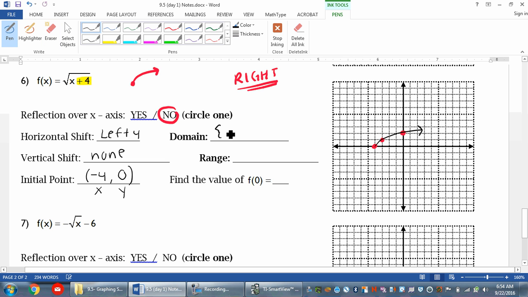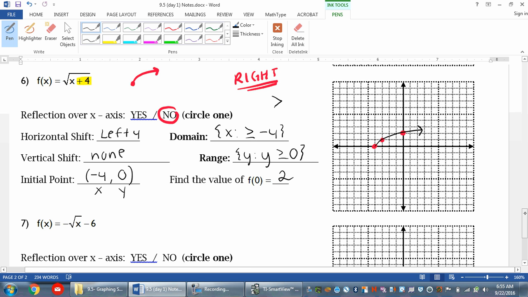So my domain is not going to be all real numbers because look, I don't have arrows on both sides. My arrow is facing to the right. This is x greater than or equal to negative 4, because it's a closed circle. That's the x coordinate. And my range, notice I'm going right 1, up 1, right 4, up 2. Going up, it's going to be greater than or equal to that y coordinate, which is 0. All right, and finally, what is f of 0? It's 1, 2.